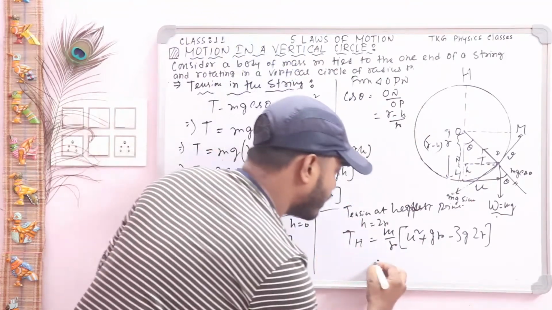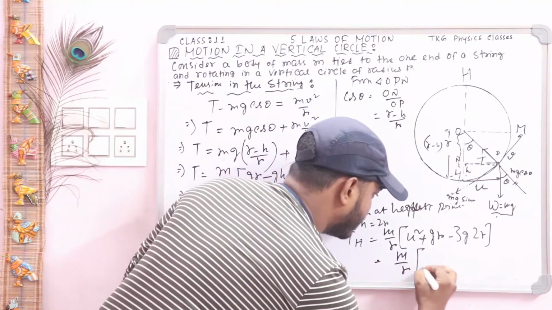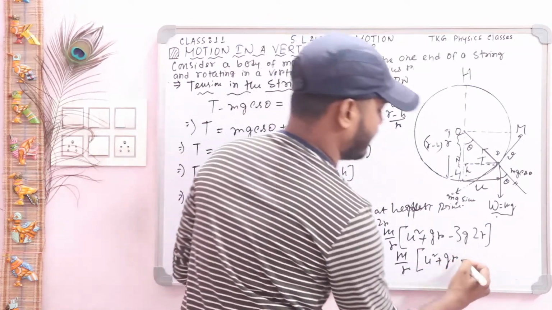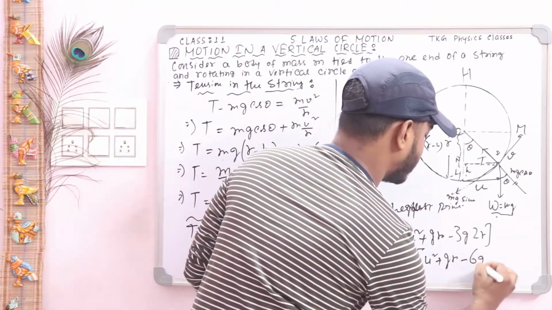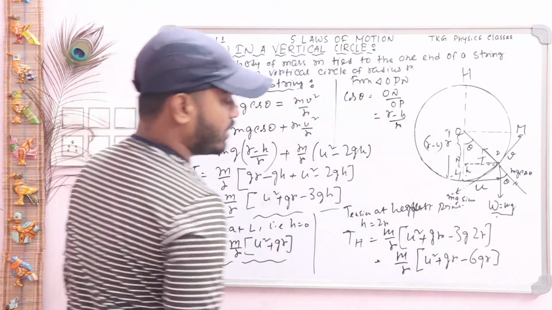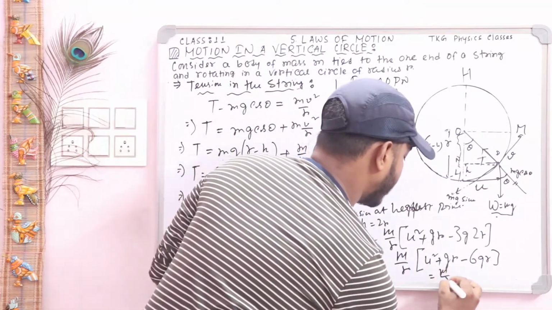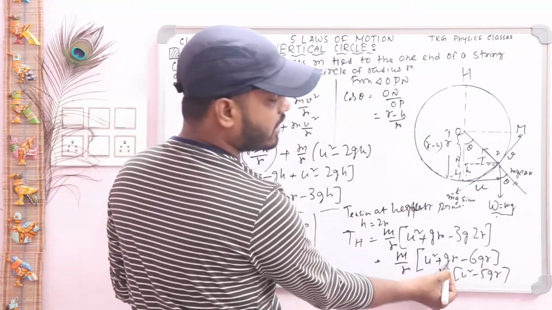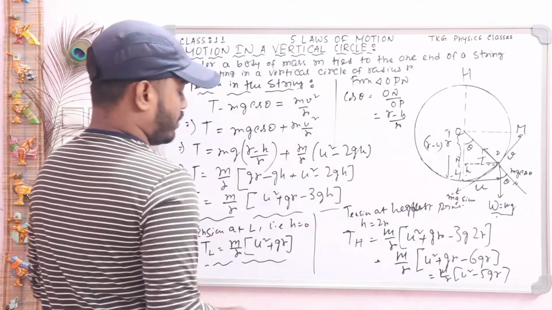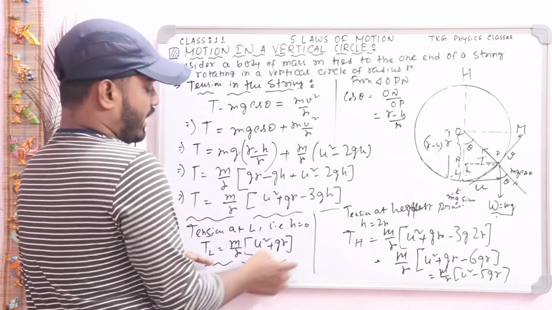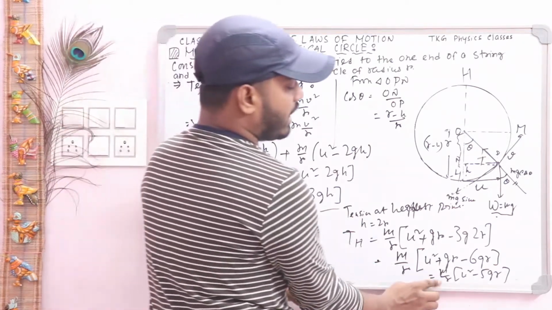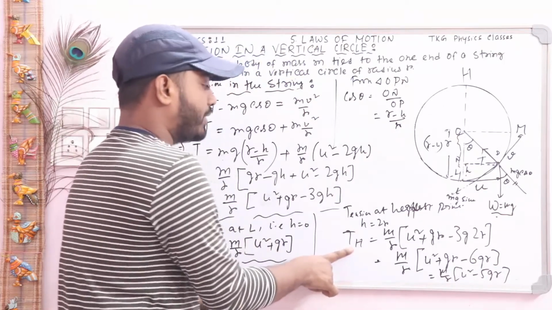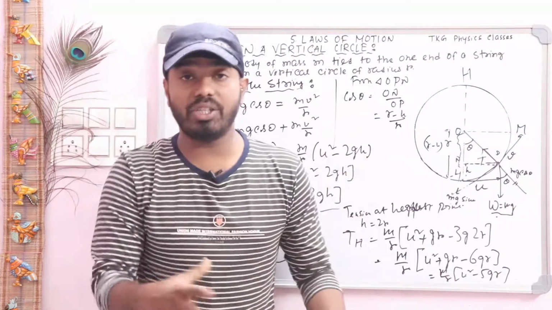Okay, now simplify it. So this value will be m/r (u² + gr), and this one will be, you see, 3 into 6 minus 6gr. So again you simplify, so this expression will be m/r (u² − 5gr). There is minus 6gr and there is a plus gr, so this one is minus 5gr. So m/r (u² + gr) is the tension at the lowest point, and m/r (u² − 5gr) is the tension at the highest point. Okay, so this is all about the tension in the string.